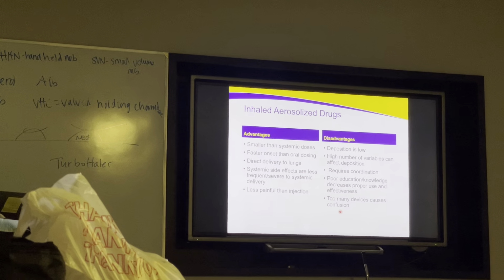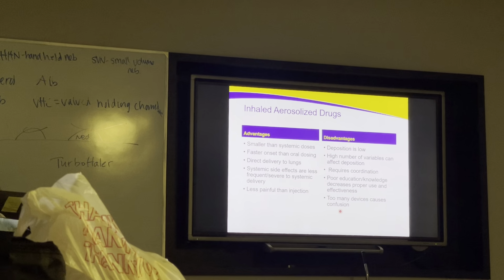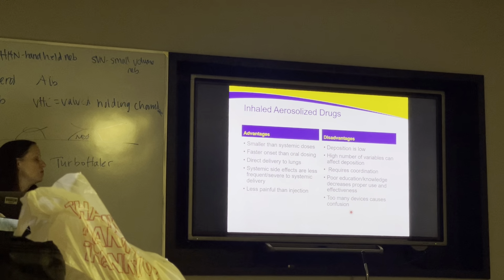Okay. Some of the disadvantages, like you saw in the slide before, is deposition can be very low, particularly if your patient has poor technique, okay? So even with the best technique, if all you're getting is like 8% of the medication when delivering it straight in your mouth, poor technique is gonna give you what? Like next to nothing, right? A lot of variables can impact your deposition, and it requires some form of coordination, unless you're using nebs, which really doesn't. And poor education and knowledge is the #1 reason people quit using their inhalers or find them ineffective.